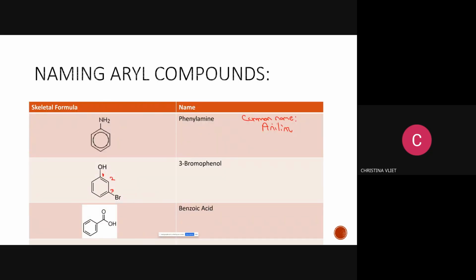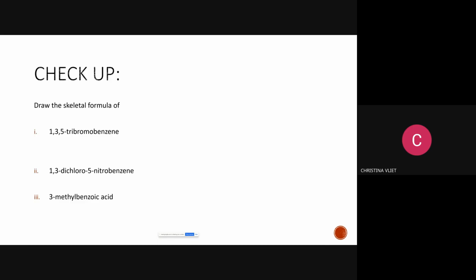All right, so let's try a couple questions. Lucky for you, benzene does not need to be written in any other form except skeletal for Cambridge. Cambridge does not require you to write benzene in displayed form. You can if you like, but it's often better written in skeletal because that way you write the circle. All right, so draw the skeletal formula for 1,3,5-tribromobenzene.